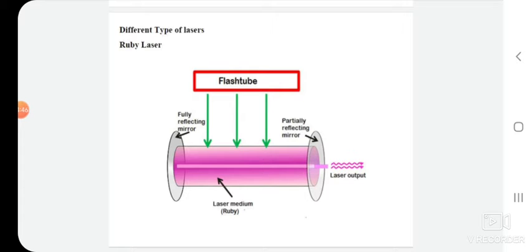If we move forward, how it operates, that we have to understand. When we switch on the circuit, the RF operators start. As a result, a flash of light is obtained around the ruby rod. We can see easily in this diagram. This flash causes the electrons within the ruby rod to move from lower energy band to the higher energy band.